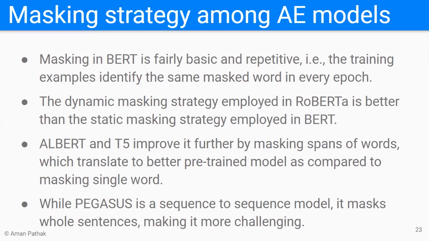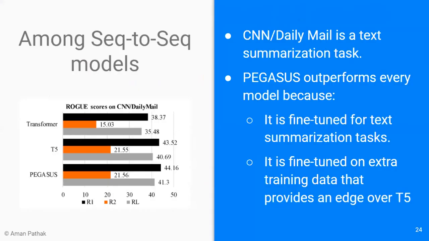While Pegasus is a sequence to sequence model and does not fit into the category of a comparison, I would just like to mention that Pegasus, which is a text to text summarization model, increases the challenge to a whole new level by masking an entire sentence and training on them. Among the sequence to sequence models, we compare Transformer, T5, and Pegasus, which all include the decoder and the encoder part of the transformer.